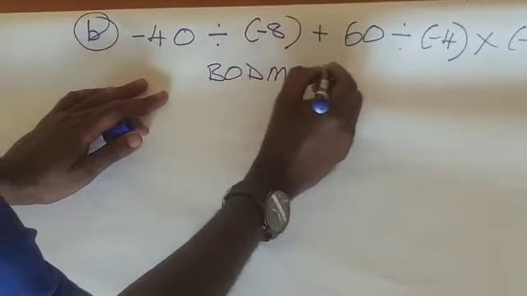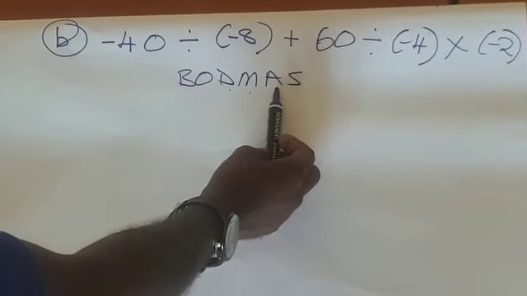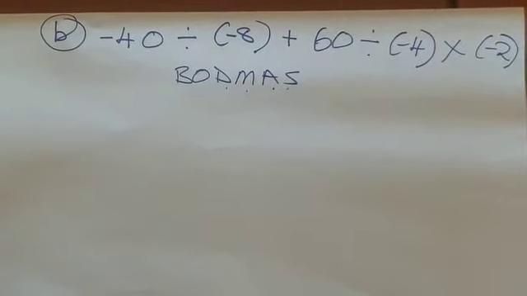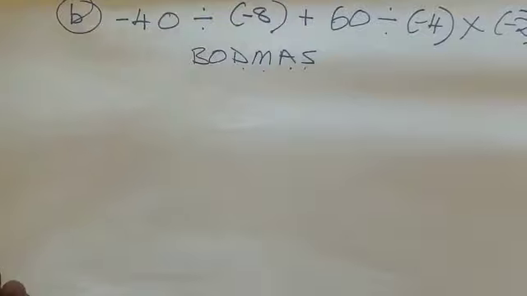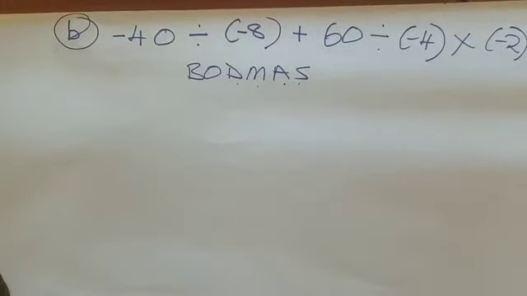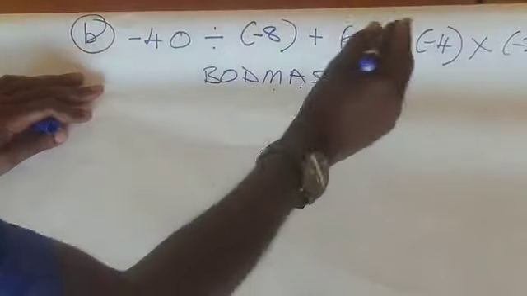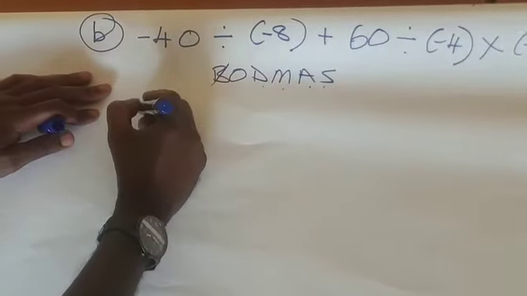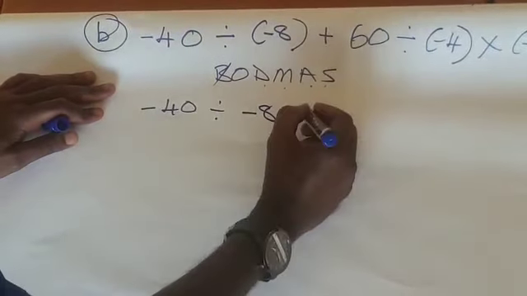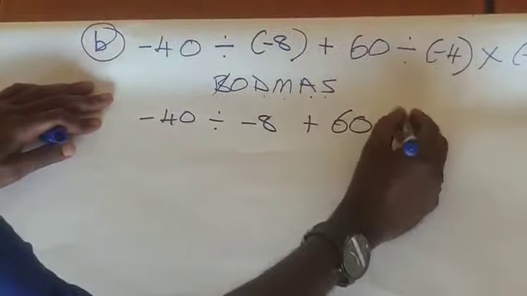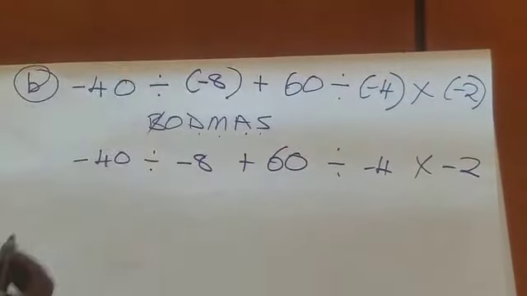If you remember very well, BODMAS simply stands for brackets, division, multiplication, addition, and subtraction. You start from the left. When you see brackets, it means they are asking you to deal with all the brackets so that you remain with something that does not have brackets. So we are going to remove brackets, meaning that we are done with that one. It will be negative 40 divided by negative 8 plus 60 divided by negative 4 times negative 2. We are done with the brackets.